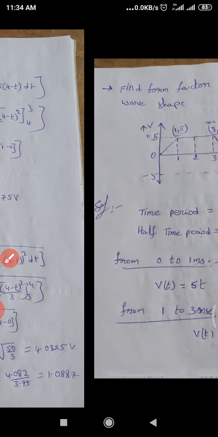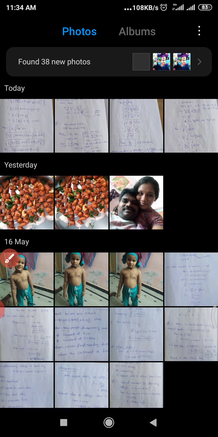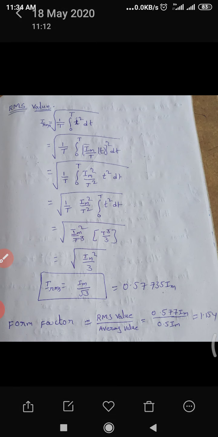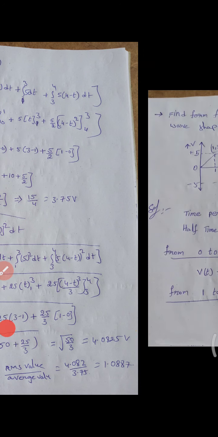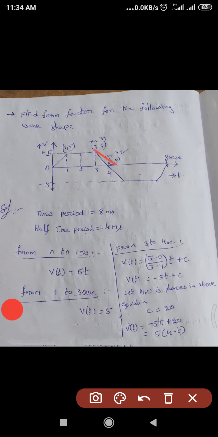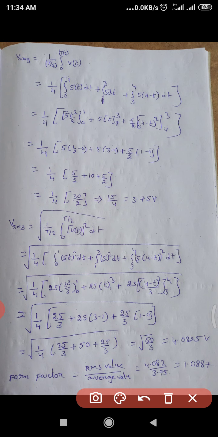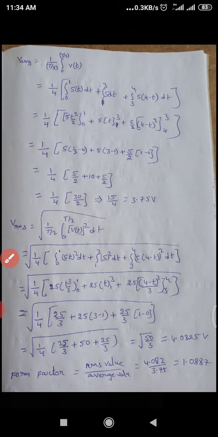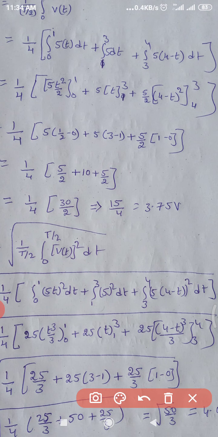Similarly, if you observe 3 to 4, we are getting the equation 5 into (4 minus t). So here the limits are from 3 to 4. Now we have to simplify the equation. We get 1 by 4 into, so 5 into t dt, integral means t square by 2, and limits are 0 to 1.